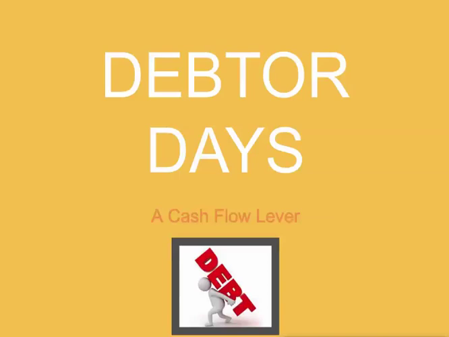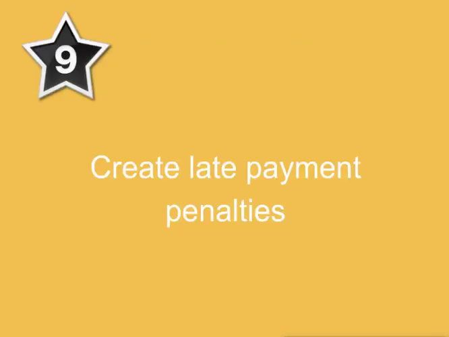I'm bringing to you another cash flow tip, and this one is around debtor days. Debtor days are the number of days it takes on average for your customers to pay you. Some tend to pay you very, very late, and you can probably name the 2 or 3 that are habitually late at paying you. This tip is around how you go about making it inconvenient for them to pay you later. And my tip today is to create late payment penalties.